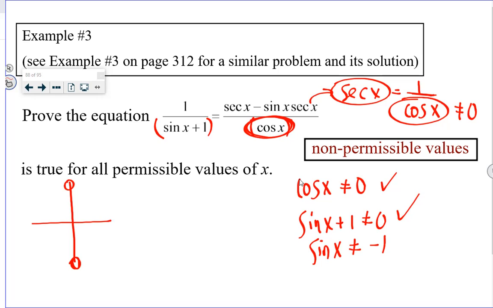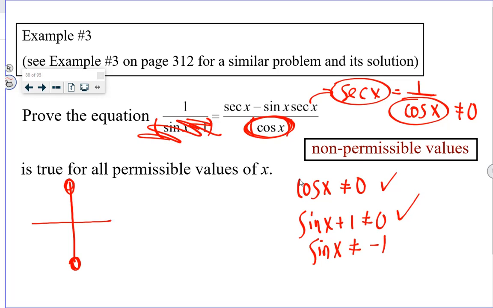So, again, something I want you to pay careful attention to. Had you not looked at the sine of x plus 1, you would have still got these two locations as being non-permissible. But even though sine of x plus 1 not equal to 0 is one of those, you wouldn't get full marks unless you addressed it.